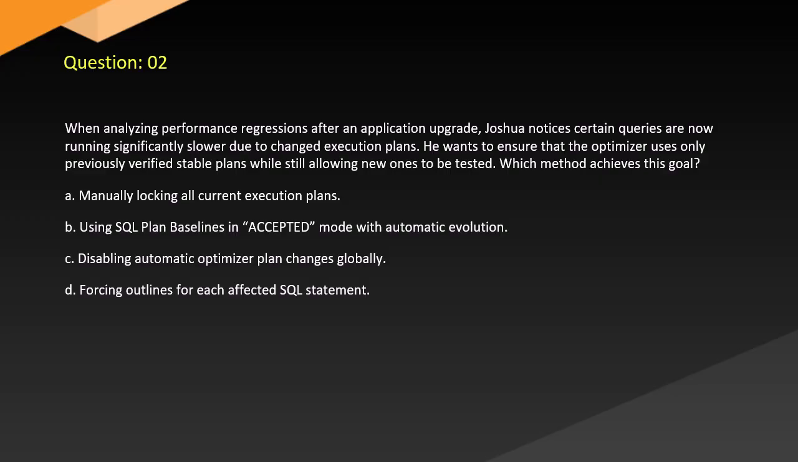Question 2. When analyzing performance regressions after an application upgrade, Joshua notices certain queries are now running significantly slower due to changed execution plans. He wants to ensure that the optimizer uses only previously verified stable plans while still allowing new ones to be tested. Which method achieves this goal?